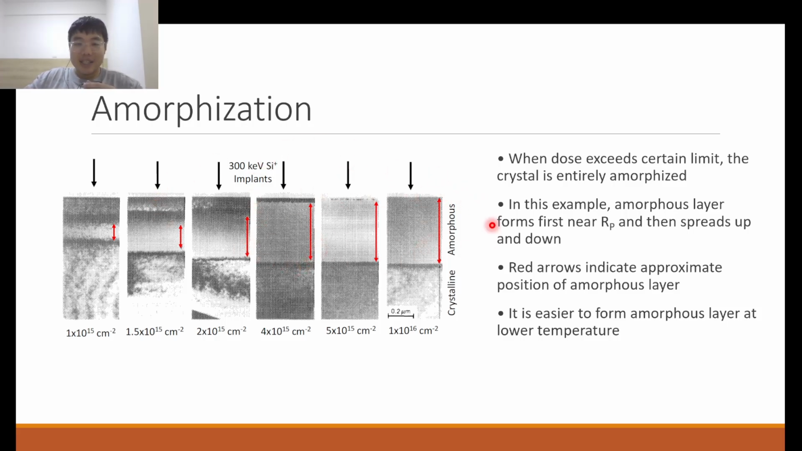So we can see this in these TEM images where there's a clear distinction between the layer of silicon that remains crystalline and the layer that's already become amorphous due to the ions that are implanted in. So it is easier to form the amorphous layer when ions are implanted at a lower temperature, because then your silicon atoms have less energy to rearrange themselves into the ultimately thermodynamically more stable crystalline configuration.